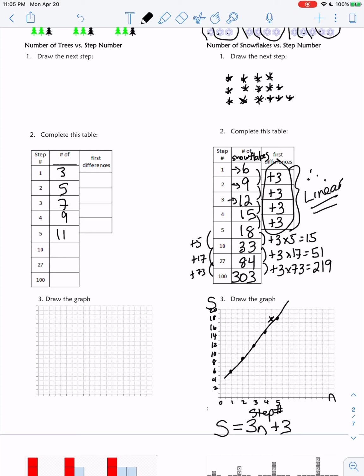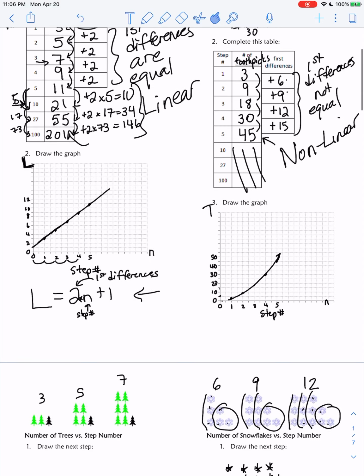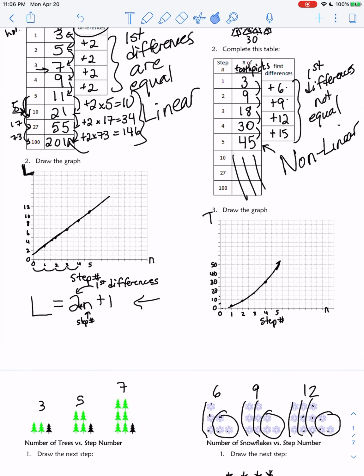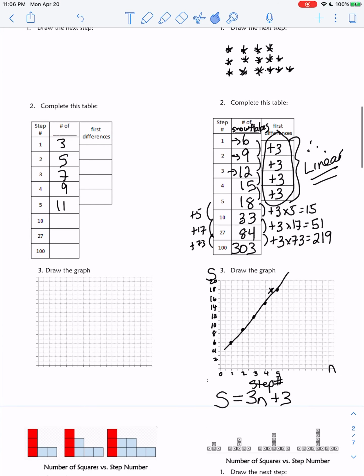Okay, so your job is to complete the rest of these. If you find out that it's a non-linear relationship, then like this question here, you don't have to do 10, 27, or 100, and you don't have to find the equation. You only have to find the equation for the linear ones. You don't have to find the equation for the non-linear, just find the equation for the linear ones. And as usual, if you have any questions, let me know.